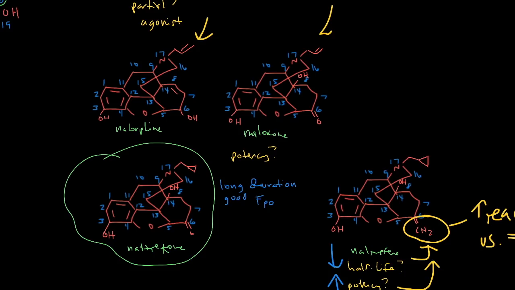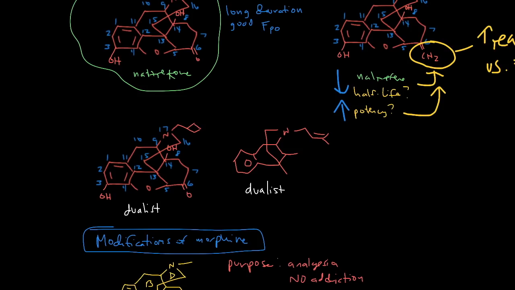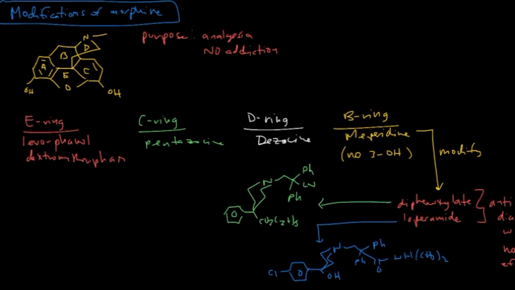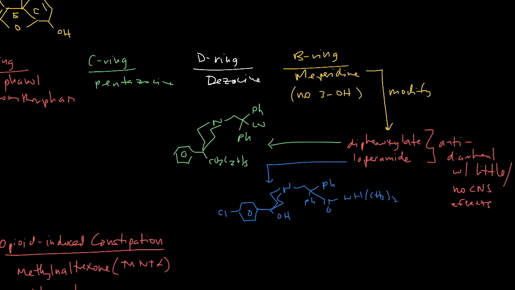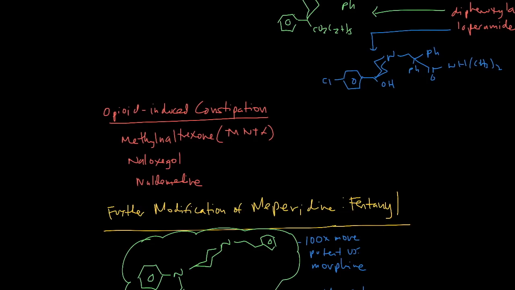Naltrexone is your prototype. Remember, adding a double bond CH2 at the 6th position decreases half-life but increases potency. Morphine can be derivatized by changing any of these rings. Meperidine can be derivatized to diphenoxylate or loperamide. These cannot cross the blood-brain barrier because they're too big, because of the big bulky groups. Therefore, they act on the GI opioid receptors to produce constipation, aka anti-diarrheal effects, with no CNS effects because they don't cross the blood-brain barrier.